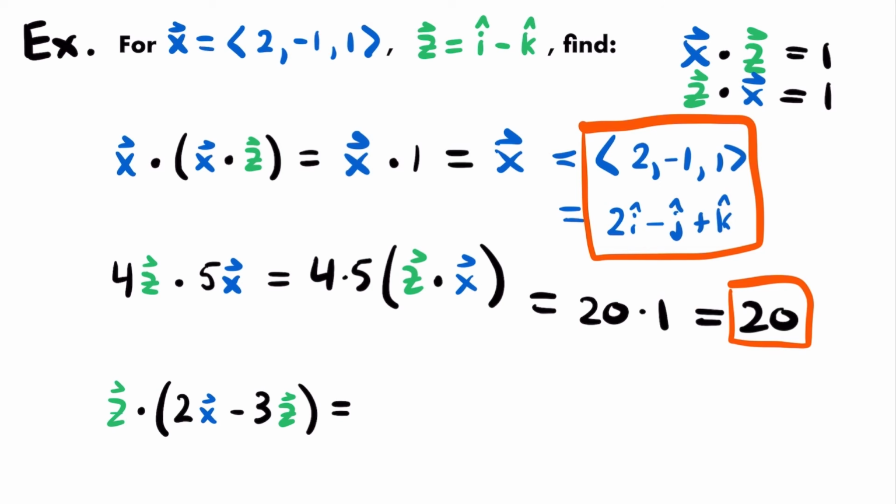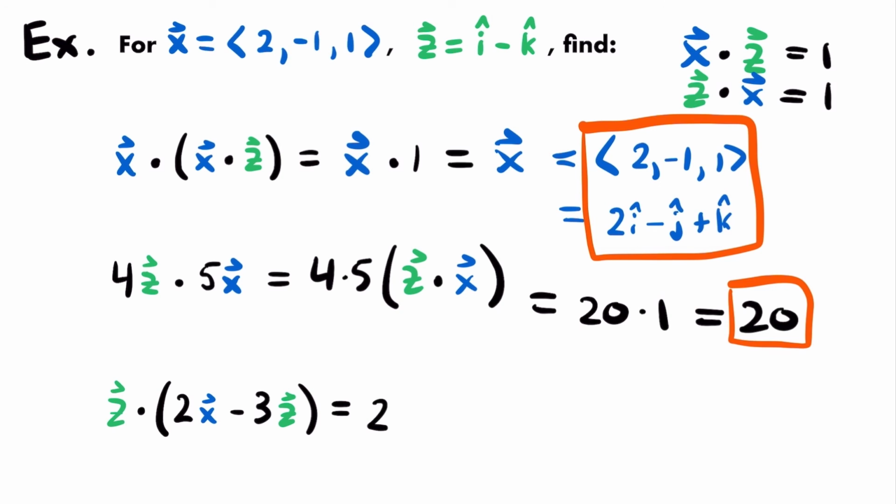It seems like we might have to actually go through and multiply 2 by vector x, 3 by vector z, subtract those vectors, and then perform the dot product with vector z, but there is actually a way to do it quicker, to make use of our previous calculations. Remember, the dot product is distributive. We can distribute vector z throughout this quantity. We can multiply it by 2 times x, and then subtract 3 times z times z. All right, so that will look like this.